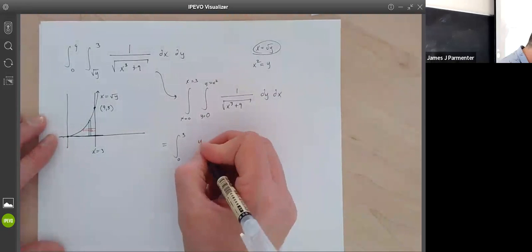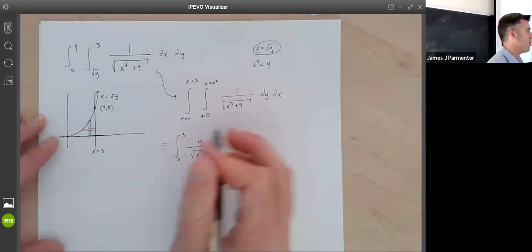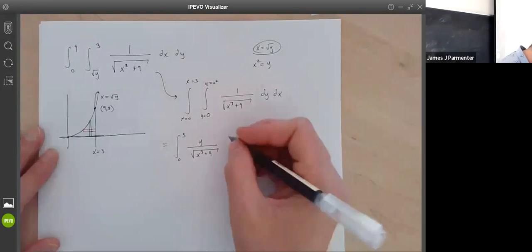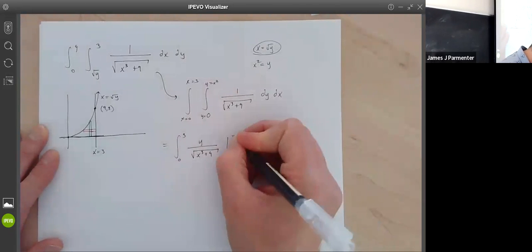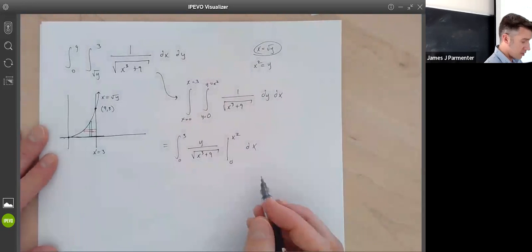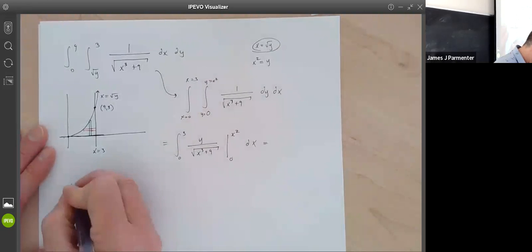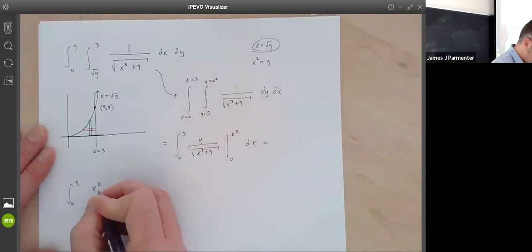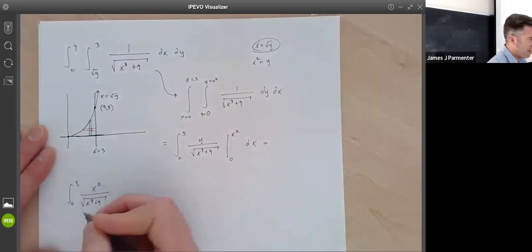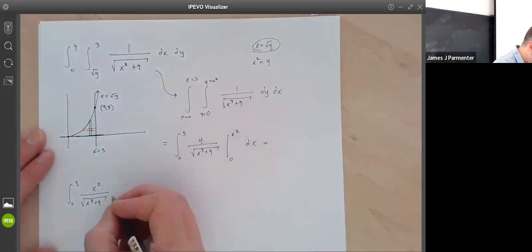I'd say I'm going to get y over the square root of x cubed plus 9. Or you can write 1 over the square root of x cubed plus 9 times y, but it feels like we can simplify that a little bit. From 0 to x squared dx, and then we're going to plug those in for y. So we're going to get the integral from 0 to 3 of x squared over the square root of x cubed plus 9, minus 0 over the square root of x cubed plus 9 is just going to be a minus a 0.